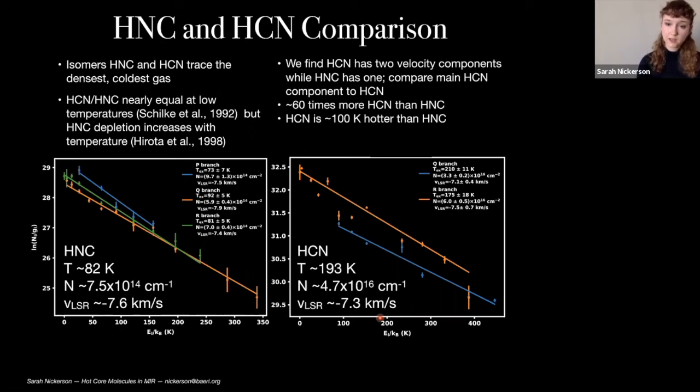Whereas for HCN, we get just Q and R branch. We do see 2 P branch points, but I think 2 points are not enough to fit properly. And so we're seeing the HNC trace colder gas at around 80 Kelvin, whereas HCN traces hotter gas at 190 Kelvin. And so the HCN is about 100 times hotter than HNC. And also it's denser. And so there's about 60 times more HCN than HNC.